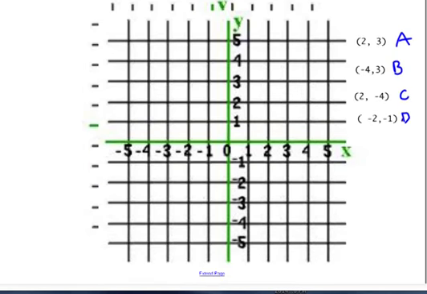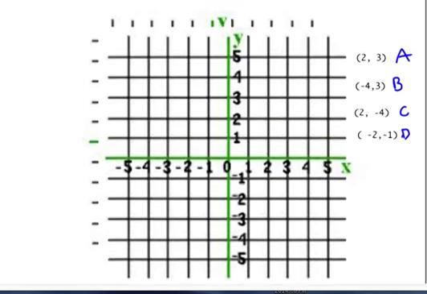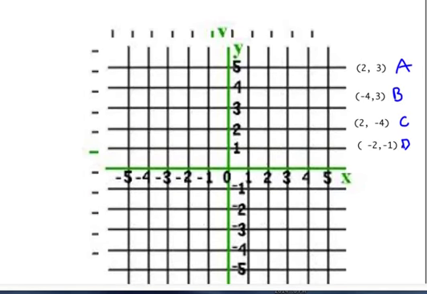On plot points, I have a coordinate grid right here. And what you're going to do is identify letter A, B, C, and D. And our rule for the coordinate grid is always do the x-axis first, which is going horizontally. The y-axis is up and down vertically.